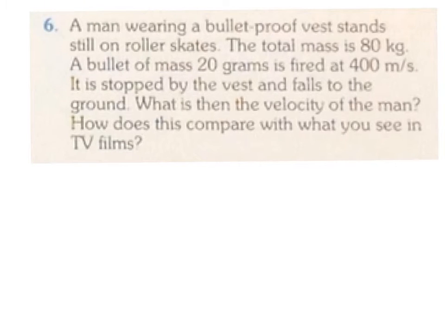Question 6. A man wearing a bulletproof vest stands still on roller skates. The total mass is 80 kilograms. A bullet of mass 20 grams is fired at 400 meters per second. It is stopped by the vest and falls to the ground. What is then the velocity of the man? And how does this compare with what you see in films?